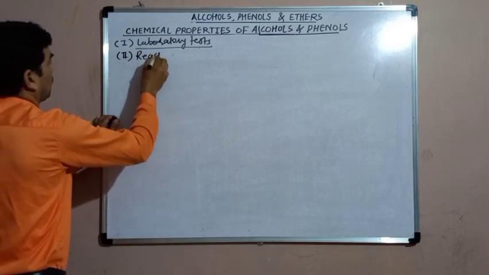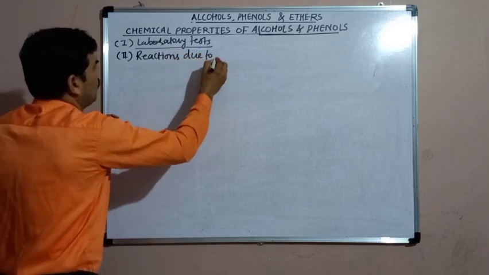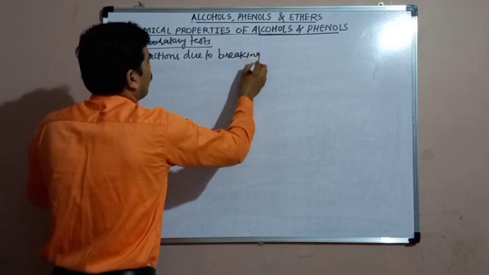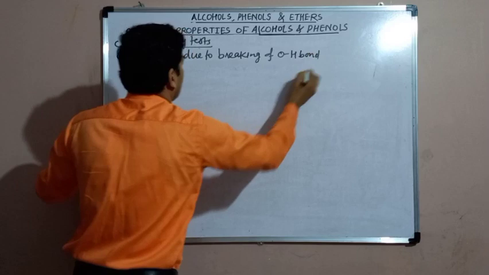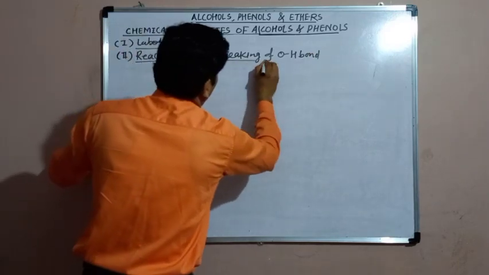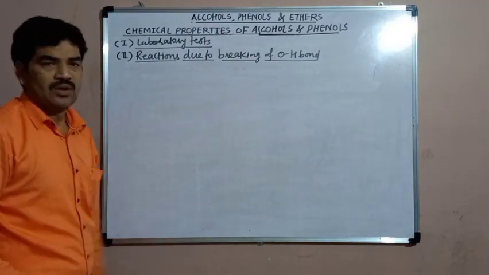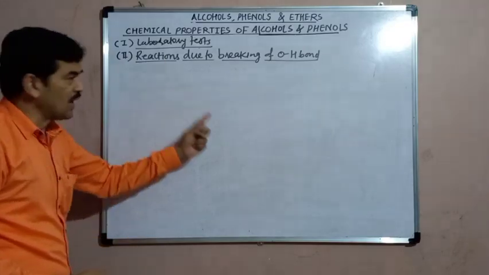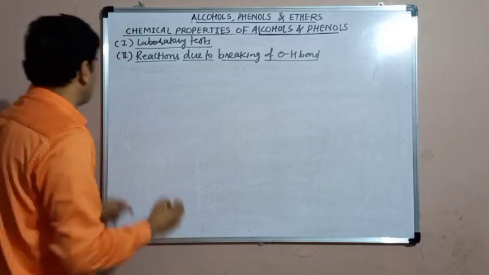Reactions due to breaking of the OH bond. In alcohol, there is an OH bond. Alcohol as well as phenol, the OH bond is there. And there are some chemical properties which are due to the breakdown of this OH bond in alcohol and phenol.